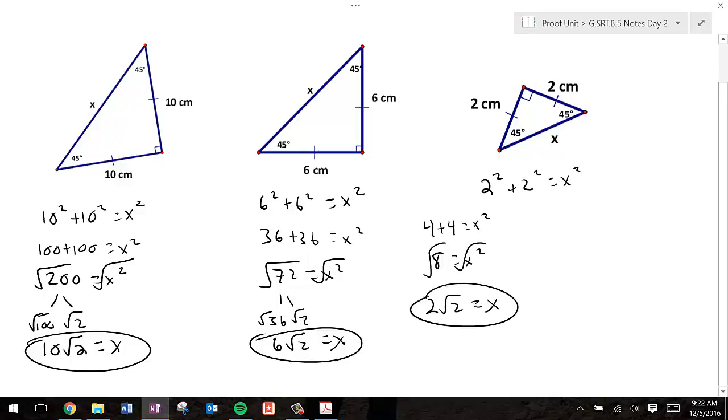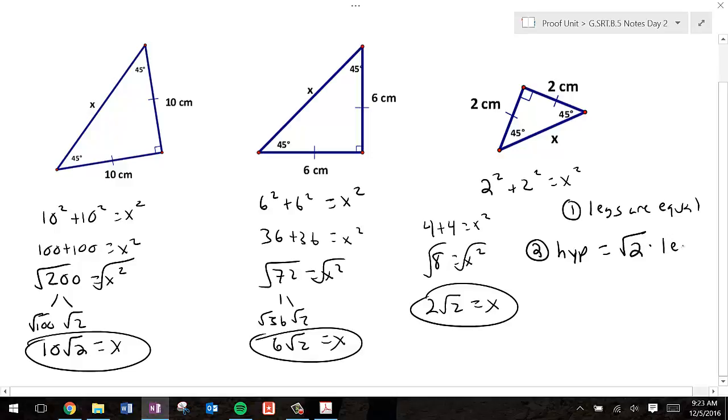So if you notice, this creates a little bit of a relationship here. And it tells us that we already knew our legs are equal. Okay? They're always going to be the same because it's an isosceles triangle. But what this does for us, our second thing, is that our hypotenuse is going to be equal to square root 2 times the measure of my leg. You notice in all three of these, the answer was just the leg measure times the square root of 2.